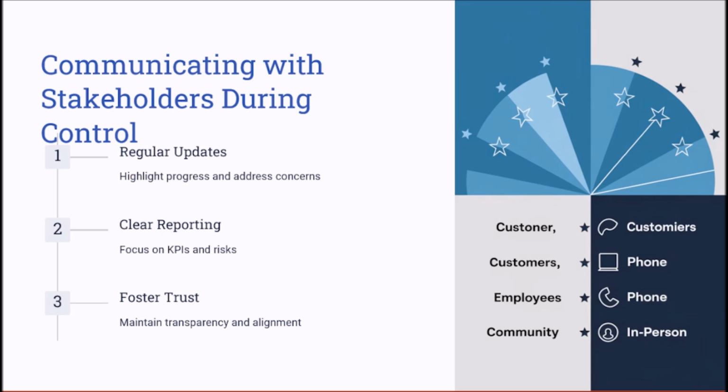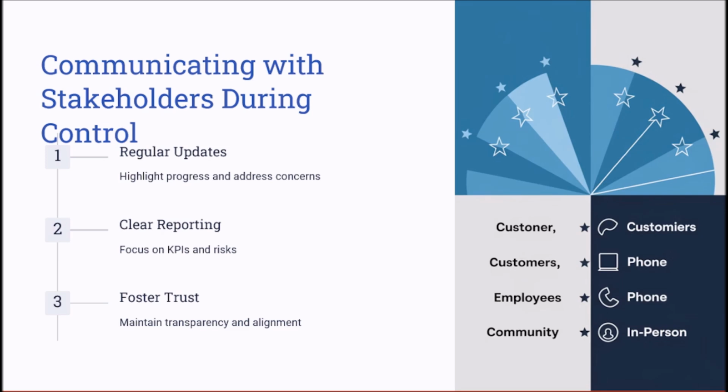Also, communication is one of the responsibilities that the project manager has to take care of when communicating with the stakeholders during the monitoring and controlling process. Effective communication with stakeholders is a cornerstone of the project manager's responsibilities during monitoring and controlling. Regular updates, through status reports, meetings, and dashboards, ensure that stakeholders are informed about the progress, challenges, and risks.